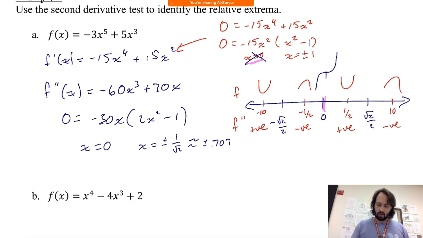Now I need to figure out where negative 1 and positive 1 fit on my interval. Well, negative 1 is over here. And if I am concave down there, then that must be a minimum point. Positive 1 is over here. If I am concave up there, or sorry, I just said that all wrong. I am concave up, so that's a minimum. I am concave down, so that is a maximum.